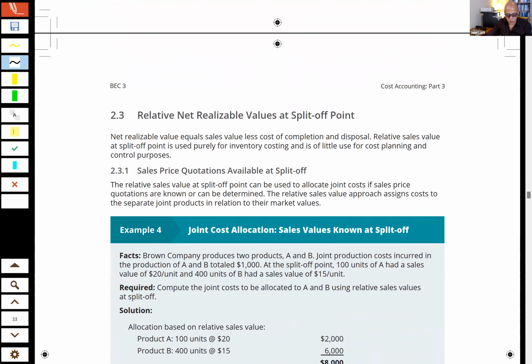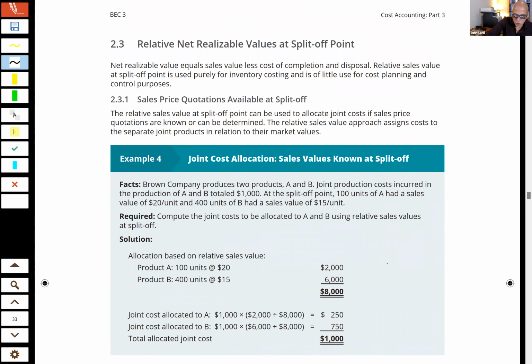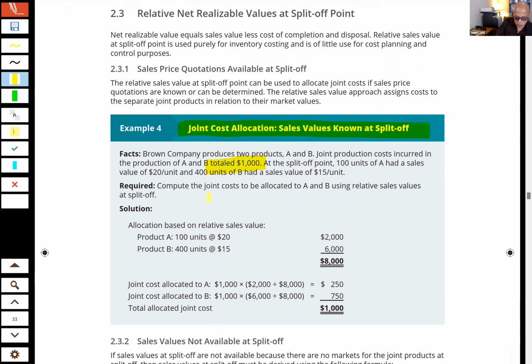Another way to do this is to allocate joint costs based on sales value at split off, assuming the product has a sales value at split off. Okay, so now we're sitting here and we have what? The first thing I look for, what are the joint costs? I always remind myself, I've got to know what those joint costs are. I know I'm going to use that because that's the thing I'm allocating. So that's always the key point in there.